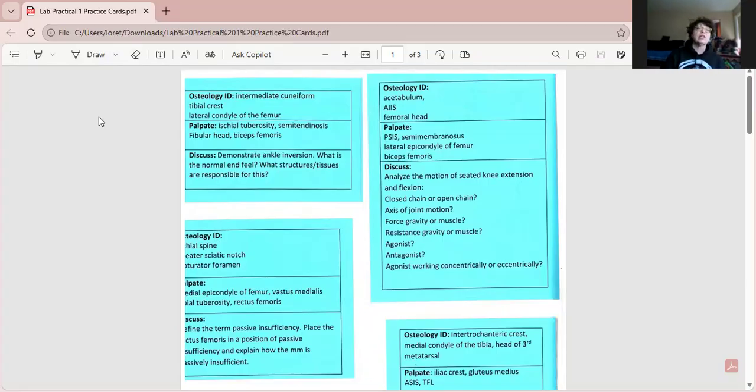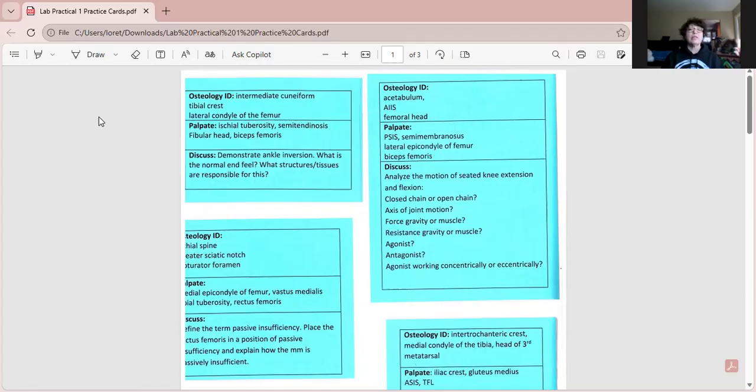So like the first one here, osteology: intermediate cuneiform, tibial crest, and the lateral condyle of the femur, not the epicondyle. And as we know, you can really only feel the edges of the condyles of the femur around the medial and lateral sides of the patella. So you can find that there. But on a bony model, this is the osteology ID, you can absolutely find those, not to palpate, but find them on a bony model.